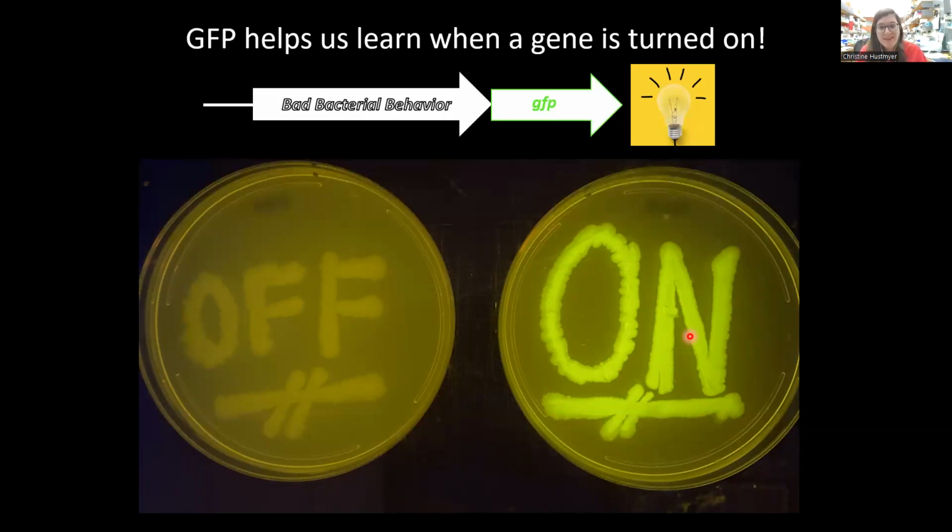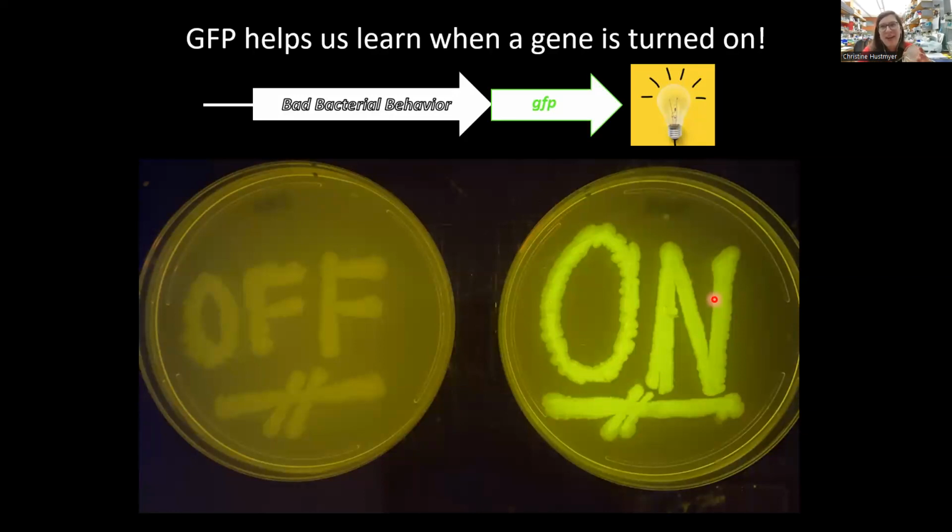And so now as a scientist, I could say, well, I know under this condition that this bad bacterial behavior has been turned on, and then I can try to figure out what led to that bad bacterial behavior being turned on. So what else can agar plates tell us? We can also add different sort of features to these agar plates. So this has all sorts of material that the bacteria really like to grow on.